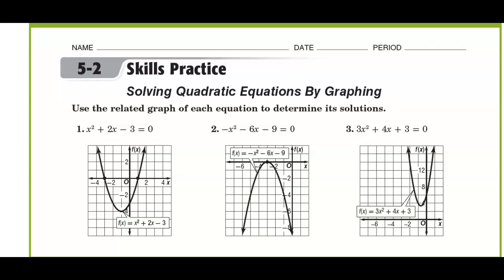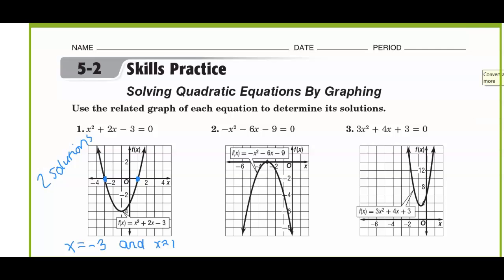All right, so looking at that first problem, I had told you to look at them and determine the number of solutions. In that first example, the graph crosses the x-axis twice. Therefore, in example number 1, you have 2 solutions. And the solutions are at those x-intercepts, so that's at -3 and +1. So you have 2 solutions at -3 and +1.